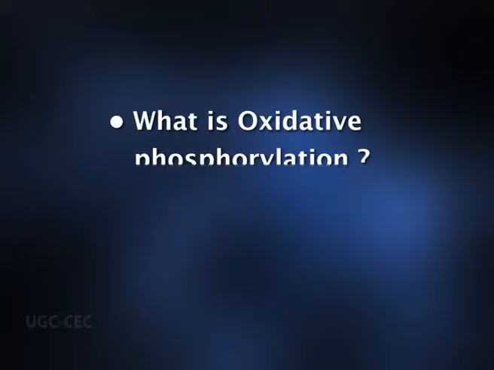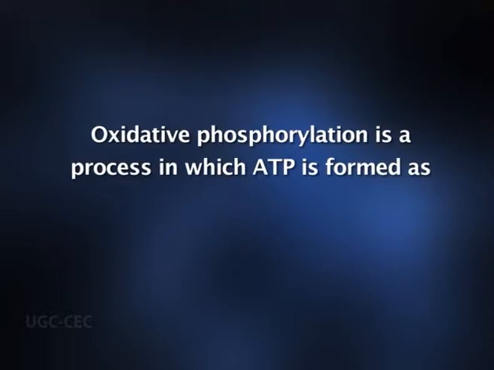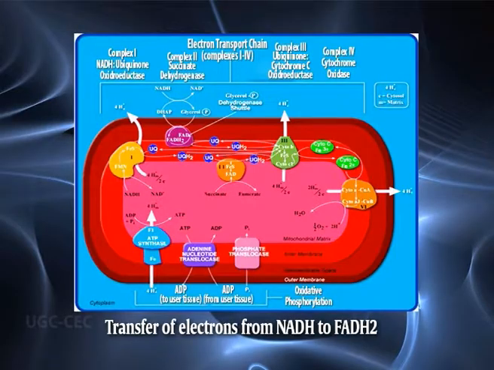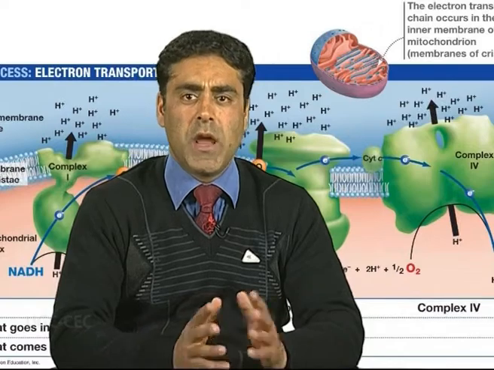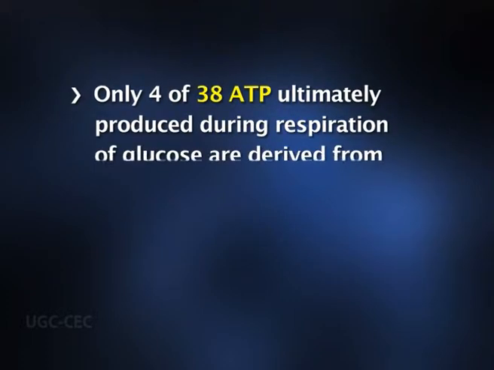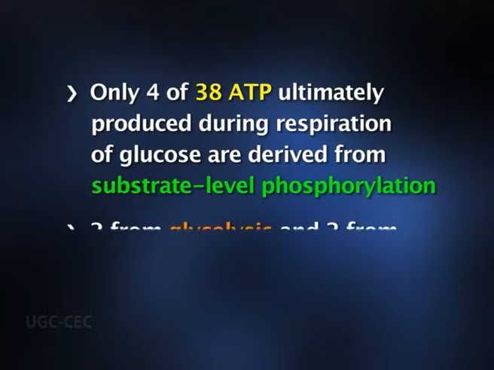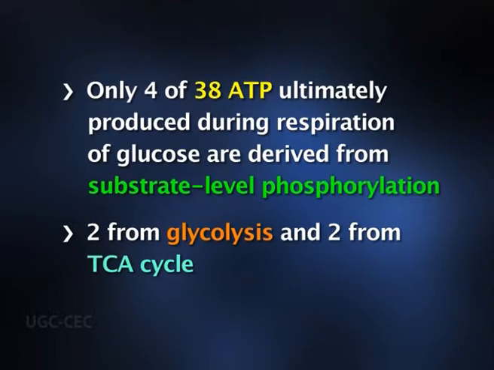Now, what is oxidative phosphorylation? Oxidative phosphorylation is a process in which ATP is formed as a result of transfer of electrons from NADH or FADH2 by a series of electron carriers. The electron transport chain generates no ATP directly. Only 4 of 38 ATP ultimately produced during respiration of glucose are derived from substrate level phosphorylation, 2 from glycolysis and 2 from the TCA cycle.